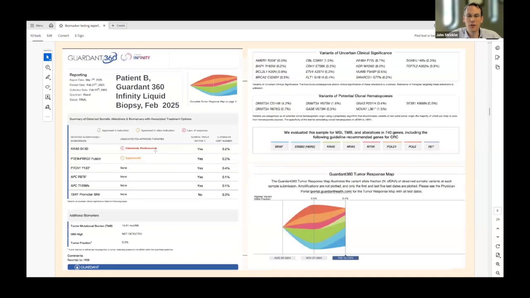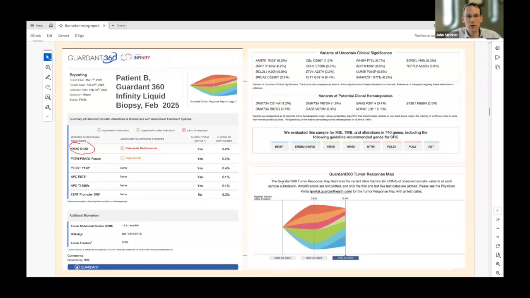So this one was August of 24, and now we advanced to February of 2025 for the same patient. And now all of a sudden everything's changed. That KRAS mutation, did it come back or was it always there? It was always there, it just wasn't picked up.